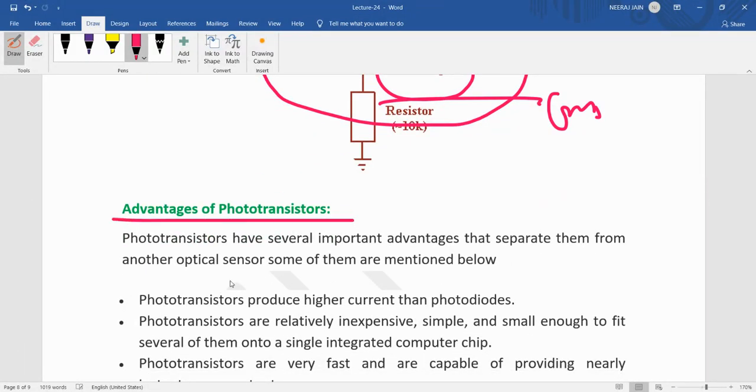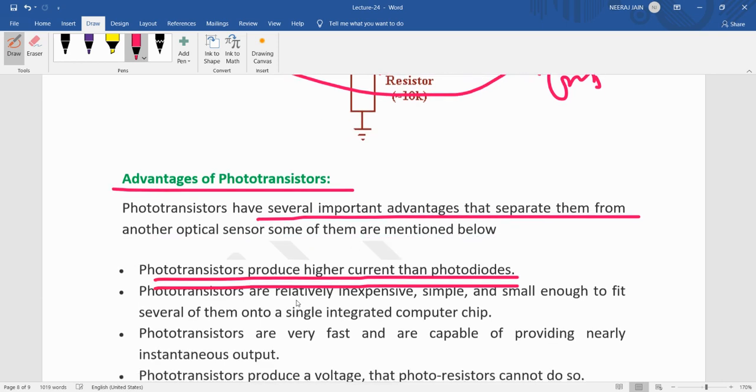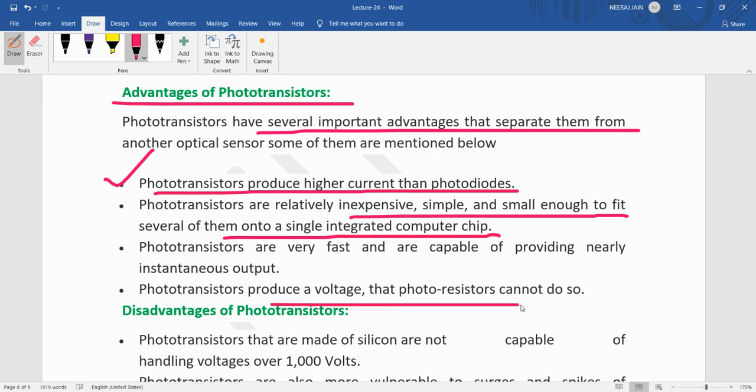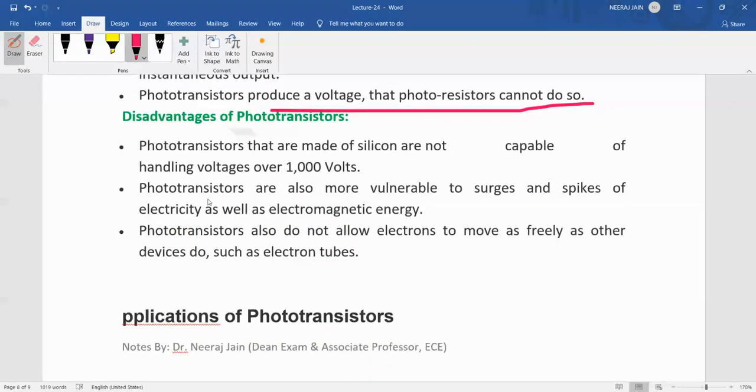Some advantages of phototransistors are that they have several important advantages that separate them from other optical sensors. Some of them are: phototransistors produce higher current than photodiodes. Phototransistors are relatively inexpensive, simple, and small enough to fit several of them onto a single integrated computer chip, and they produce a voltage that a photoresistor cannot.